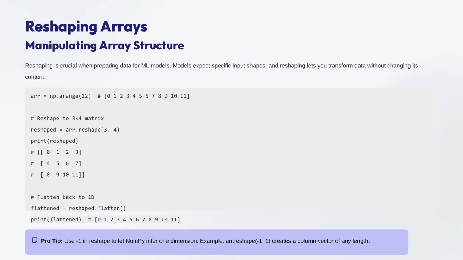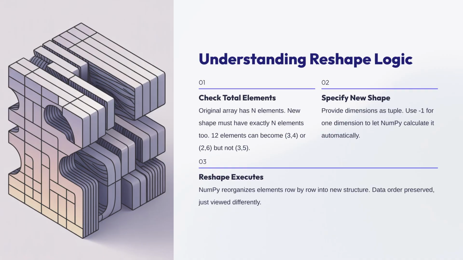Reshaping arrays is vital for preparing data. You can transform a 1D array into a 3x4 matrix using reshape, or return it to a 1D array using flatten. Use -1 to let NumPy infer a dimension. Reshape logic checks that the total number of elements remains the same. You specify the new shape as a tuple, and NumPy reorganizes the elements while preserving the original data order.